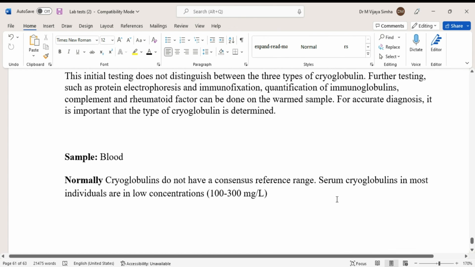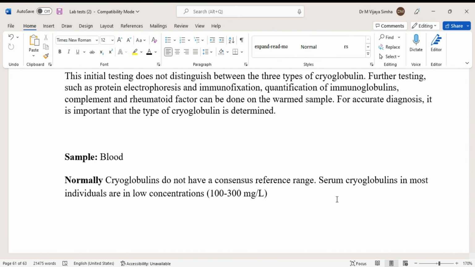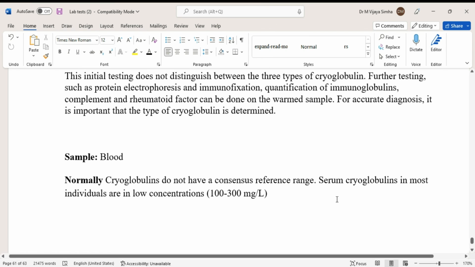The sample required is blood. Normally, cryoglobulins do not have a consensus reference range. Serum cryoglobulins in most individuals are in low concentration, 100 to 300 milligrams per liter. That is about cryoglobulins.